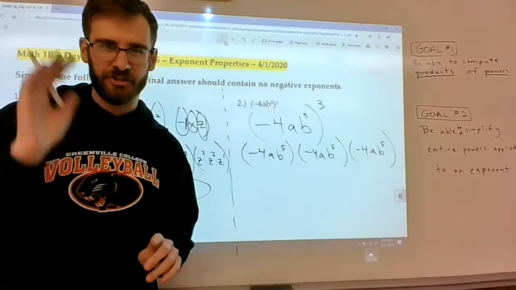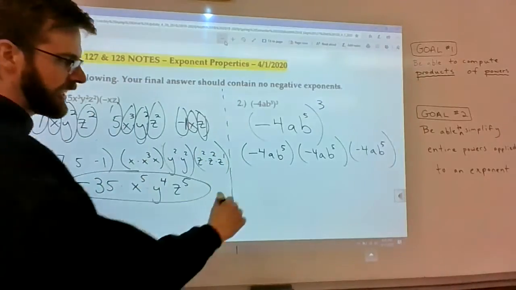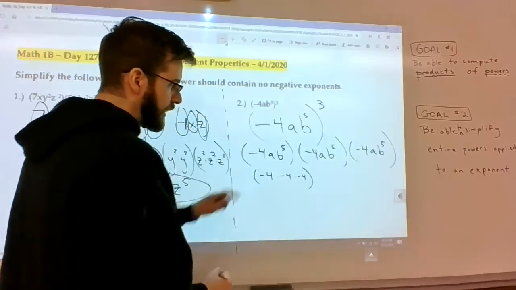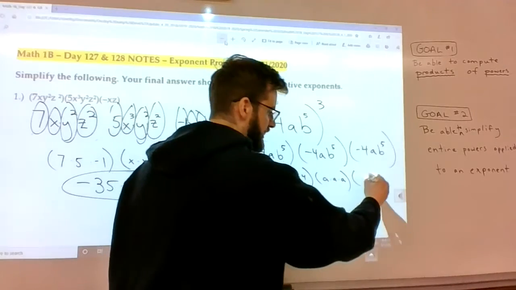I won't use that terminology too much, but it just means we can group all the -4's together, we can group all the a's together, group all the b's together.